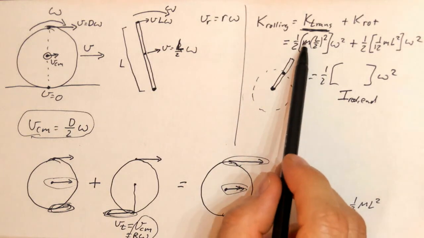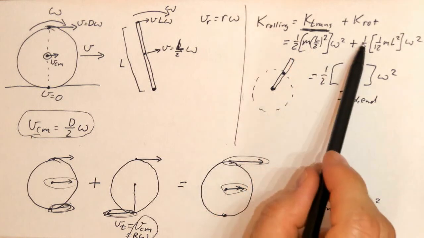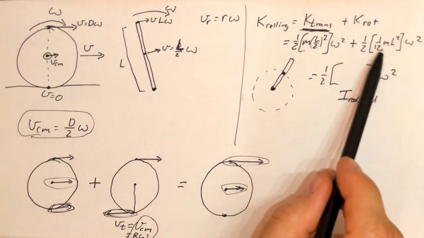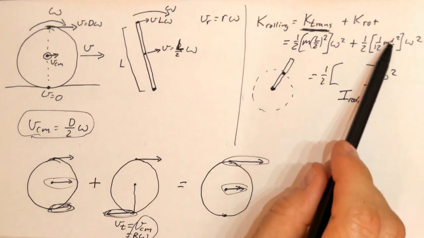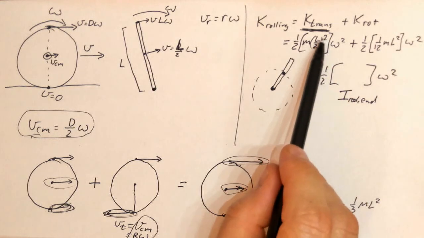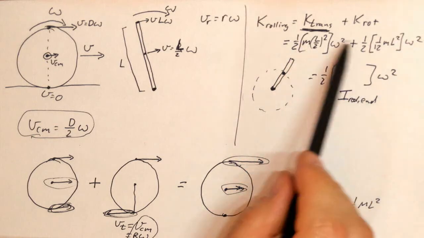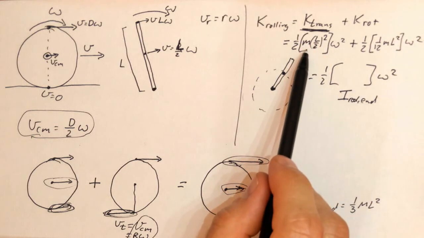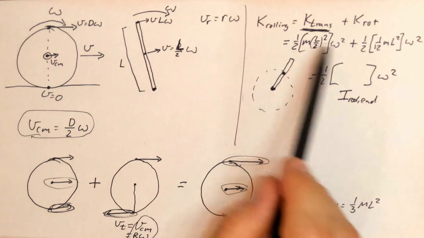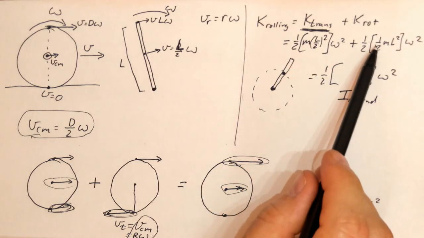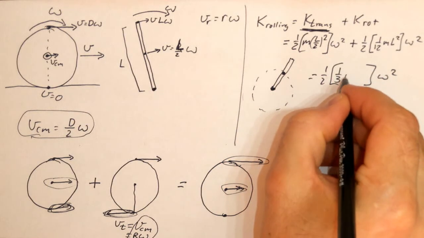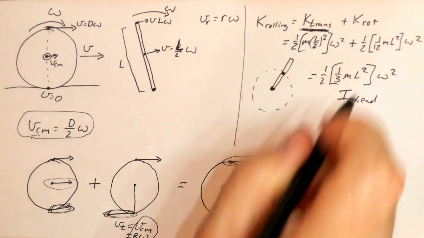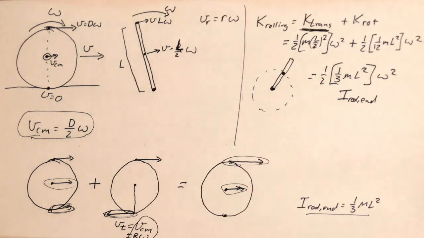And if you pull the halves out and omegas out, we collect everything that's inside these brackets. We have a 1/12 ml squared. This 1/2 squared ends up being 1/4. So we have a 1/12 plus a 1/4. And 1/4 is the same thing as 3/12. So 3/12 plus 1/12 is 4/12, which is 1/3. And we indeed get what's in the text.